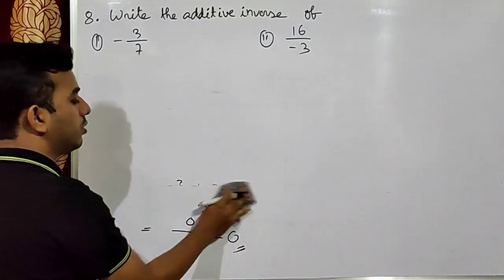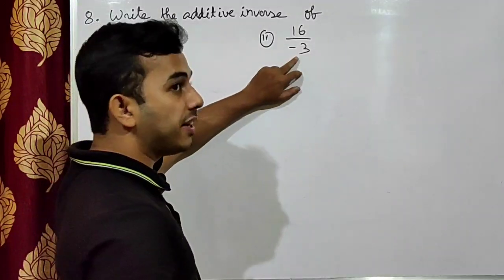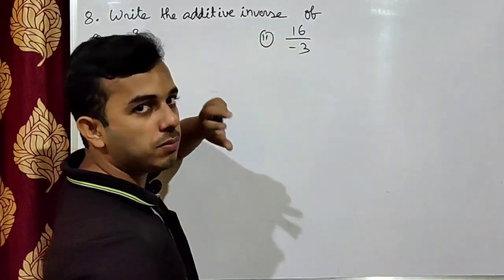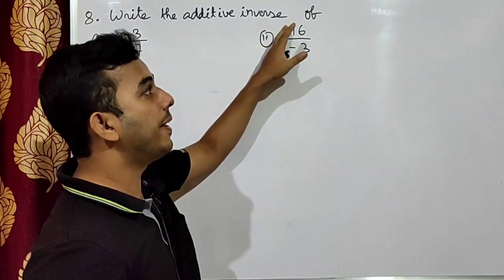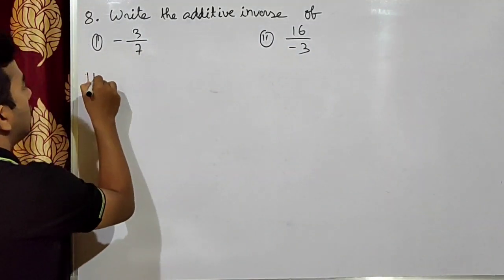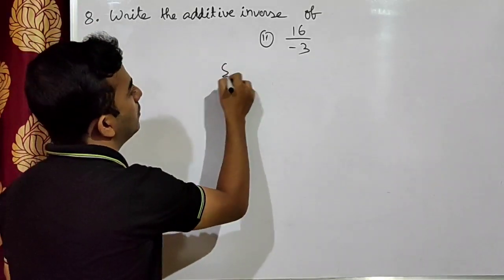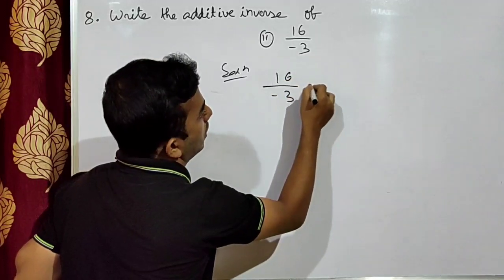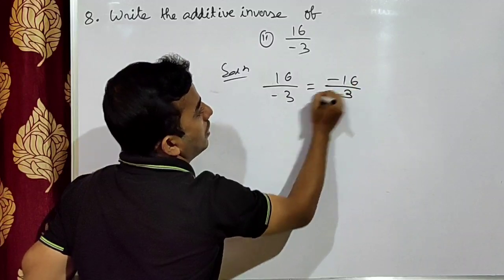Same thing here also, additive inverse. Now look at one thing here, the denominator is negative, isn't it? We have to make the denominator positive. How will we make the denominator positive? If we take minus common, it will be minus 16 by 3. Very good. So let's start with number 2. Solution. Now 16 by minus 3 equals how much? It is minus 16 by 3, isn't it?